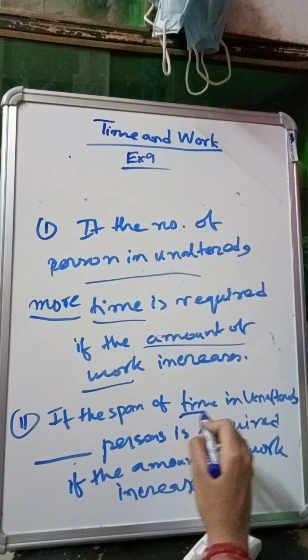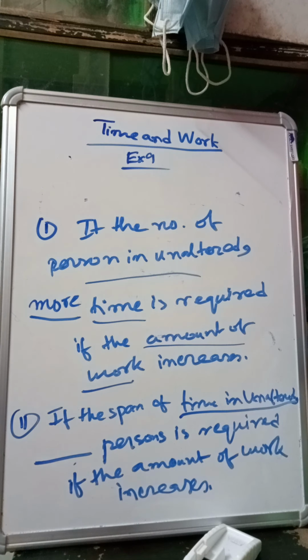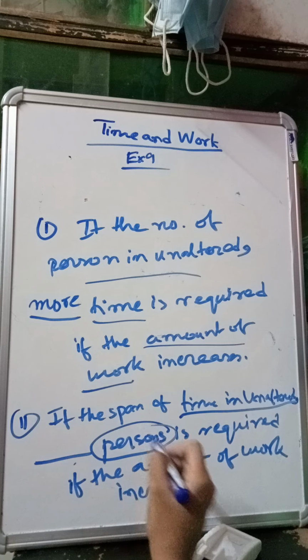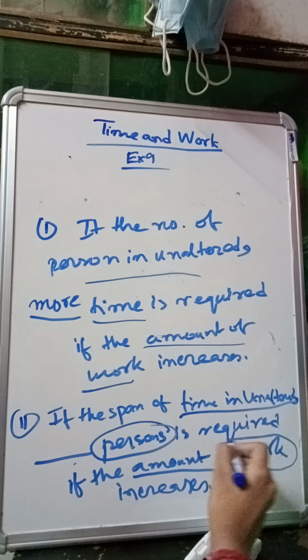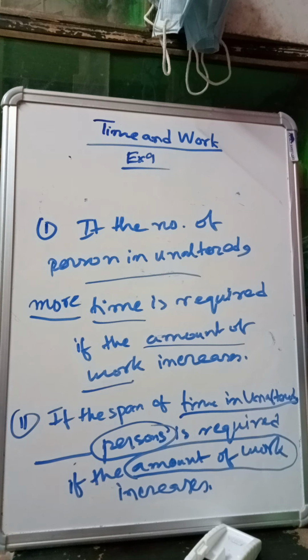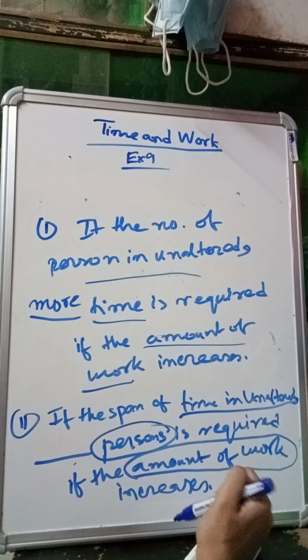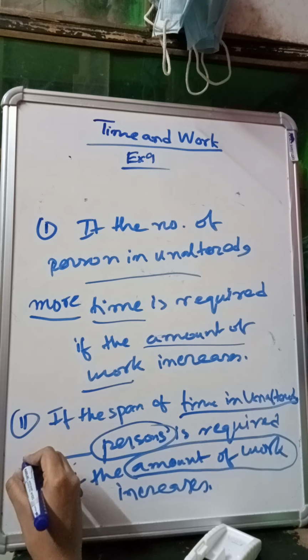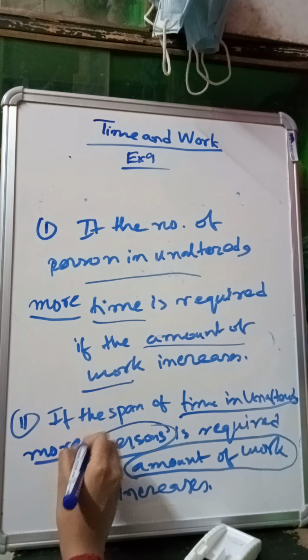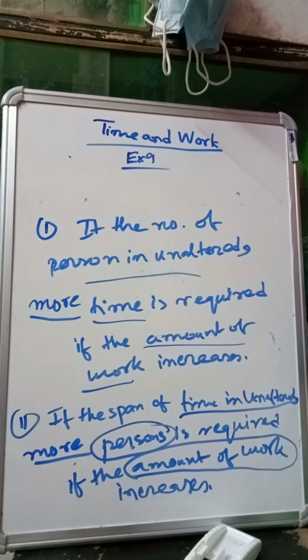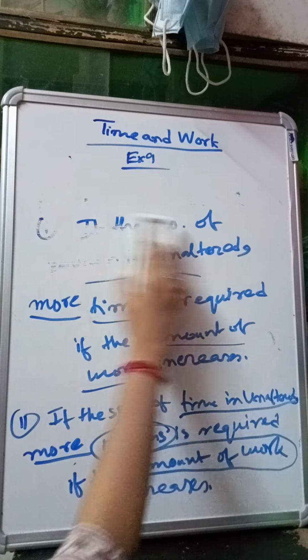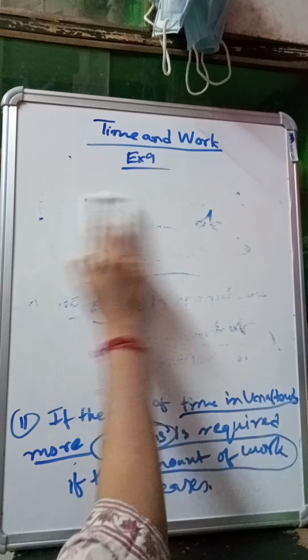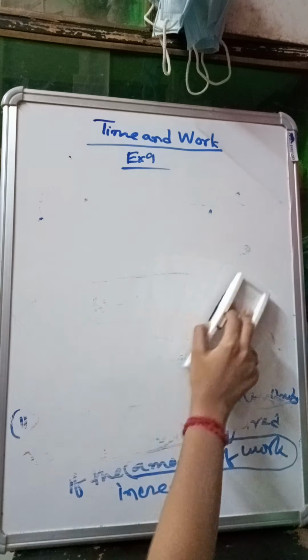So we are not concerned about this thing because it is unaltered. We are concerned about person and the amount of work. What is the relation between person and amount of work? Direct relation. So if the amount of work is increasing, then the work persons required will be more. So here we will write more. Okay, in this manner we will think.